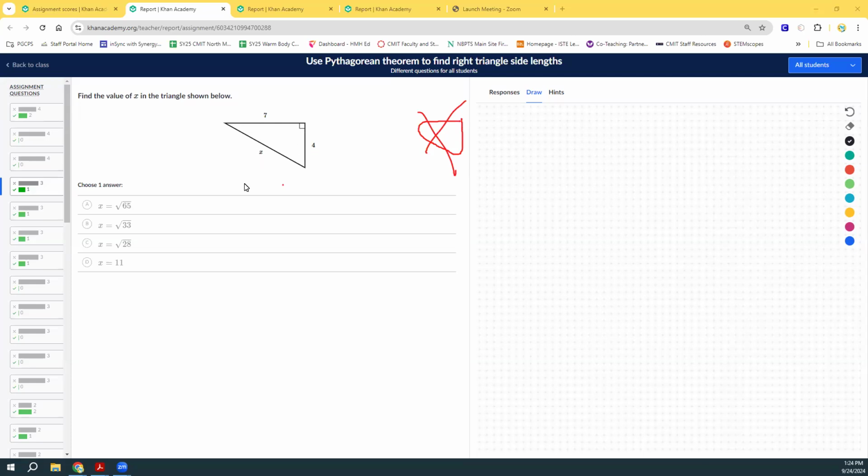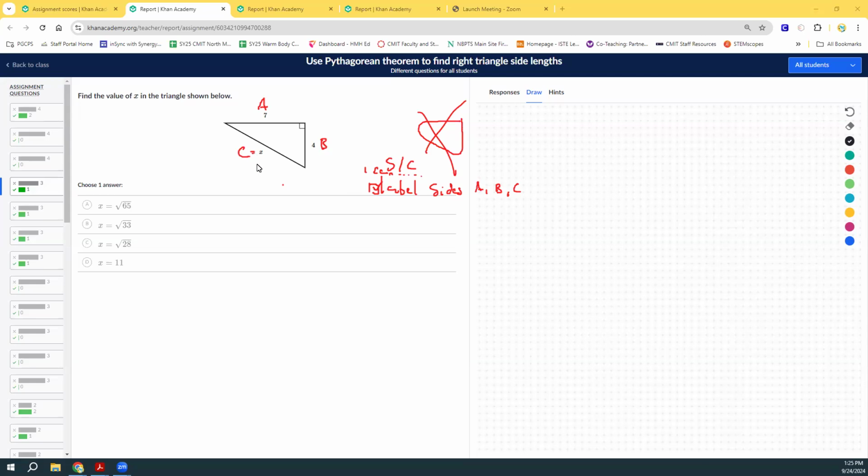Okay, so now we're going to label the sides. First thing we're going to do is label sides A, B, and C. These are the success criteria, right? I can label sides A, B, and C. Can you label the sides A, B, and C? So where do they go? I'm going to put A there, B there, and C here.